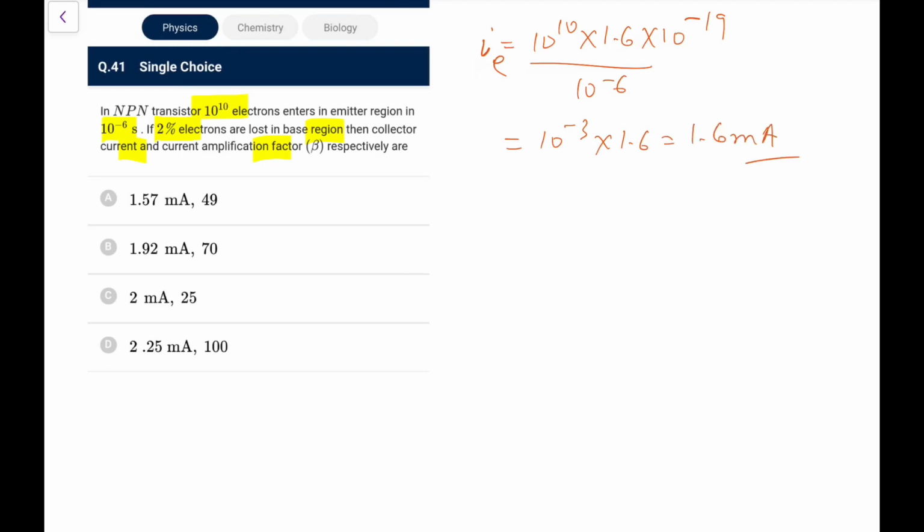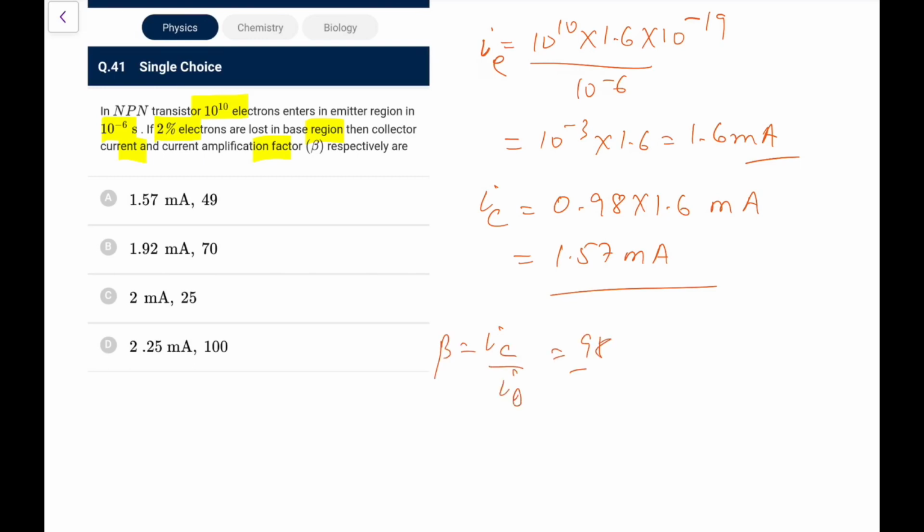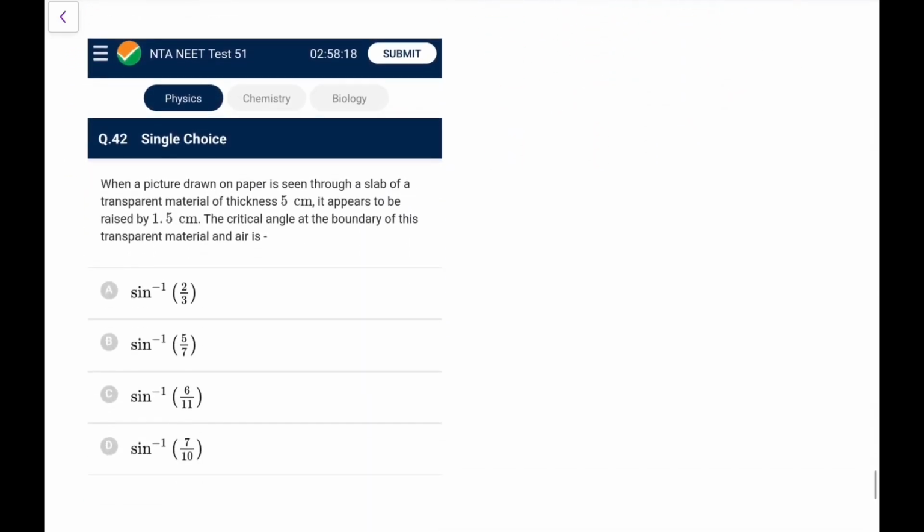Now 2% are lost, so I can directly say collector current would be 0.98 times 1.6 milliampere. It will be very close to 1.57 milliampere. And beta is IC by IB, that is 98% by 2%, so that is 49. So option A is the most appropriate one. Again, not a tough one. Question language is good, but you can make it out.